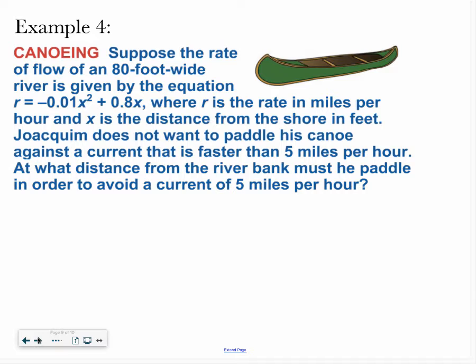Okay, so we have an equation: negative 0.01x squared plus 0.8x. And we know he doesn't want to paddle in something that's 5 miles per hour or greater. R represents the rate in miles per hour, so I'm going to say it equals 5. So instead of putting R equals the equation, I'm going to say 5 equals. Okay? Now, I want to get my x squared by itself.